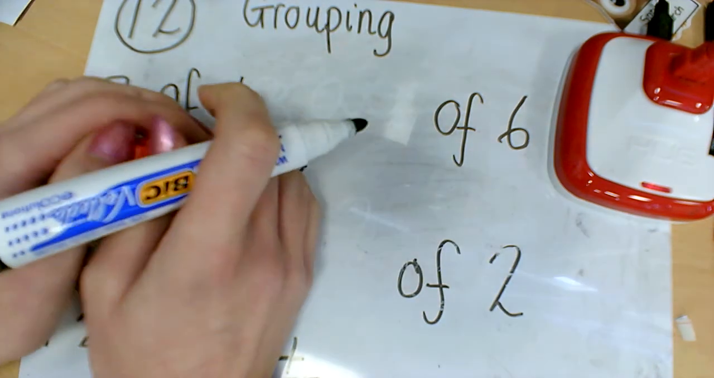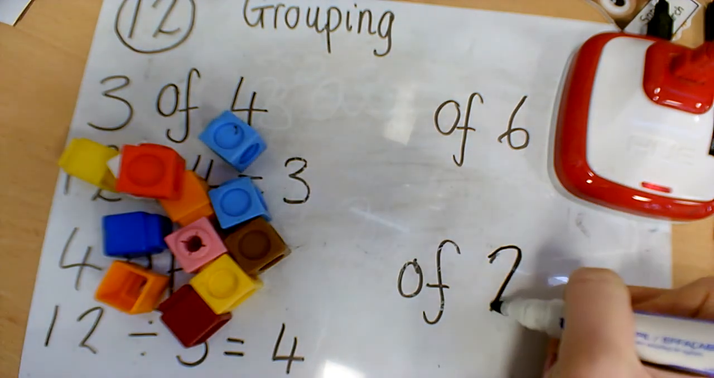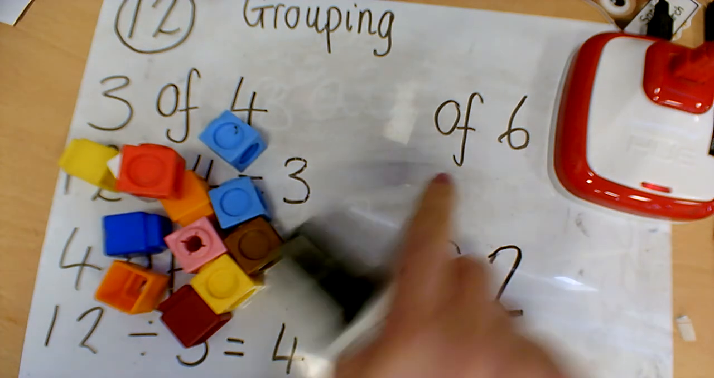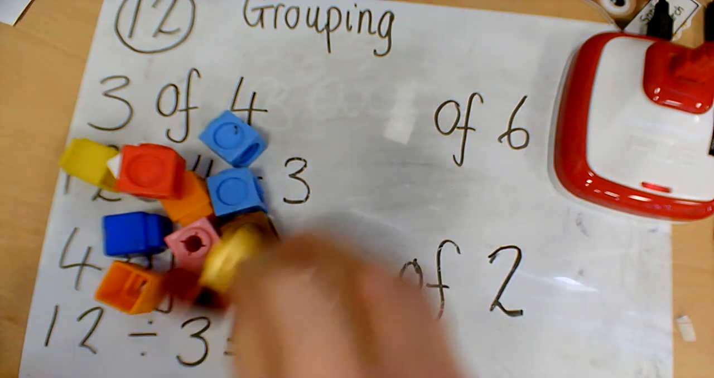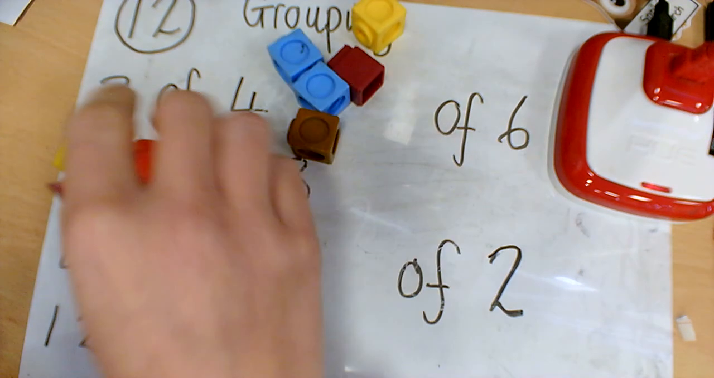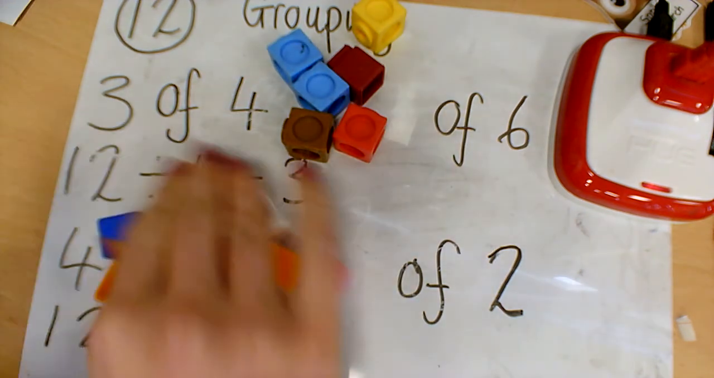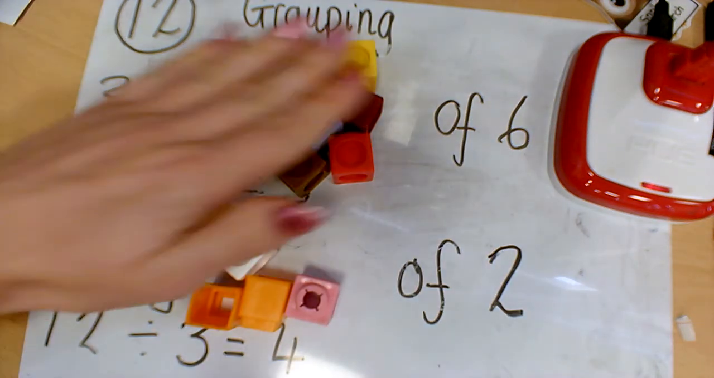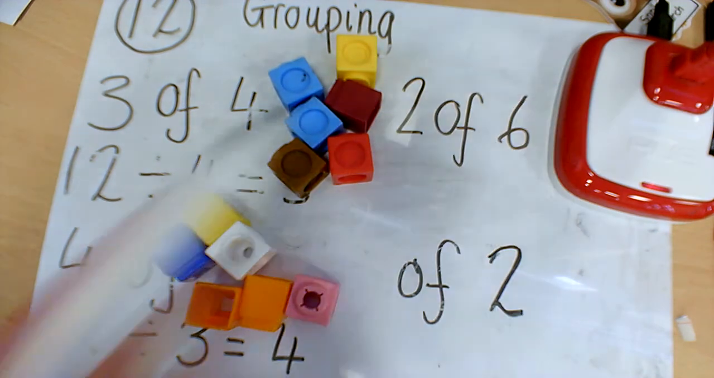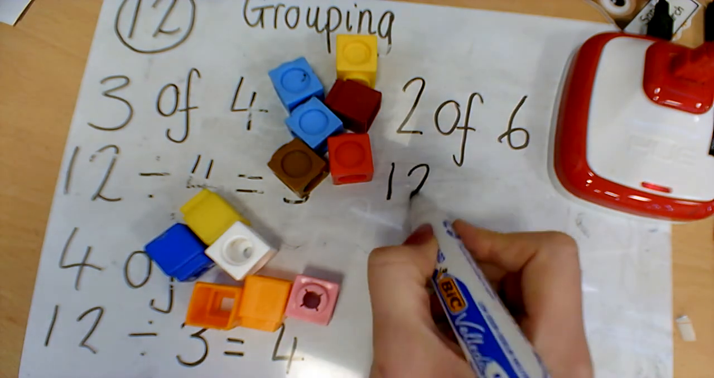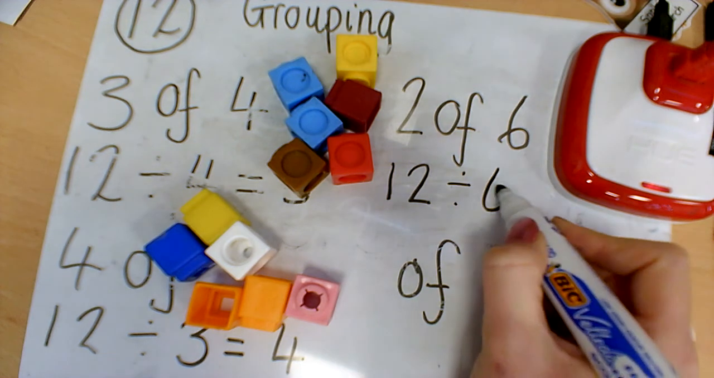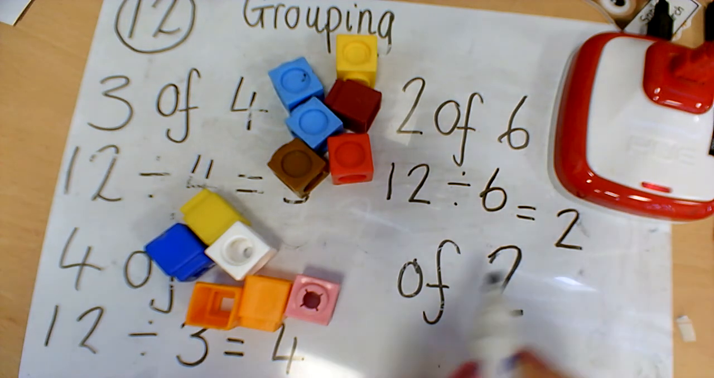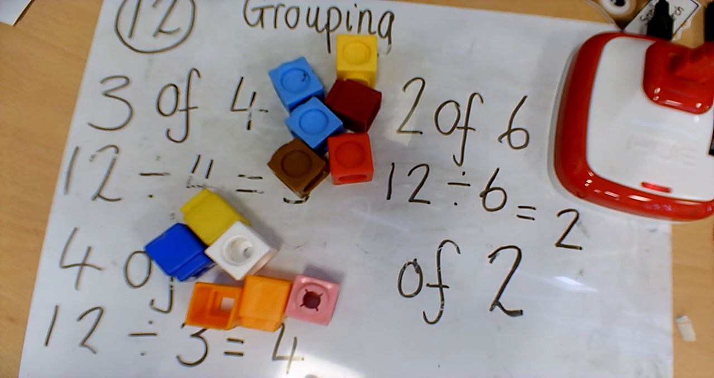Well done, everybody. So on the other side, we had 2 other questions. So the first one, I want you to split into groups of 6. Let's have a look. 1, 2, 3, 4, 5, 6. 1, 2, 3, 4, 5, 6. I've split my 12 objects into 2 groups of 6. So my number sentence would be 12 objects divided into groups of 6 equals 2. I've had to go a bit wonky there, sorry about that. Give yourself a tick or fix your work. Well done, everybody.